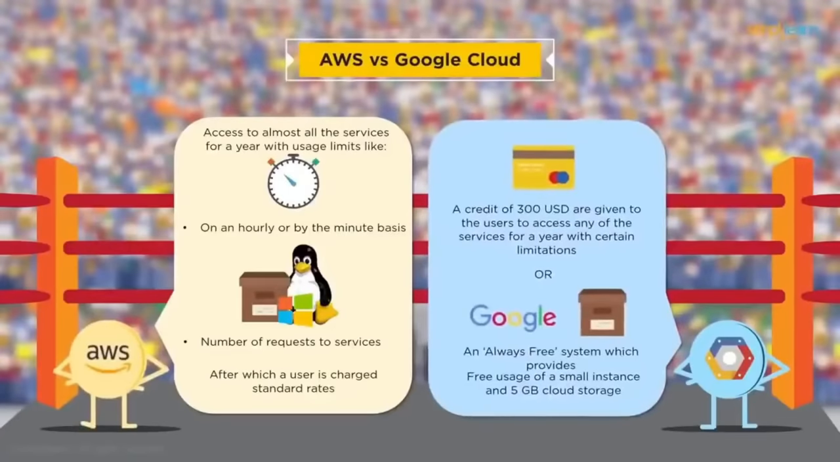With GCP, you get access to all cloud platform products like Firebase, the Google Maps API, and so on. You also get $300 in credit to spend over a 12-month period on all the cloud platform products. And interestingly, after the free trial ends, you won't be charged unless you manually upgrade to a paid account. Now, there is also the always free version for which you will need an upgraded billing account. Here, you get to use a small instance for free and 5 GB of cloud storage. Any usage above these always free usage limits will be automatically billed at standard rates.